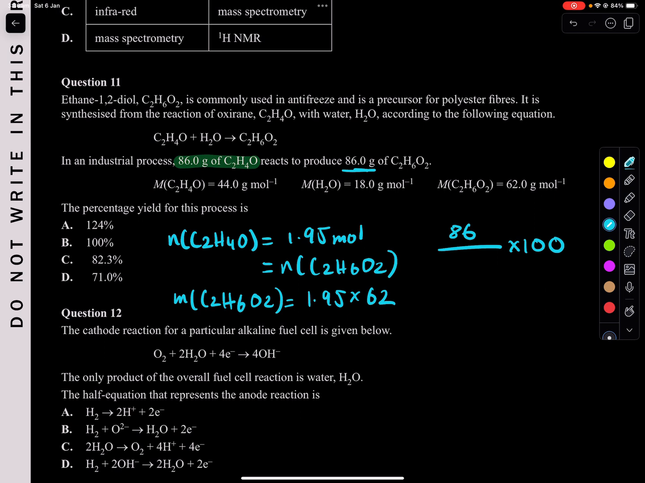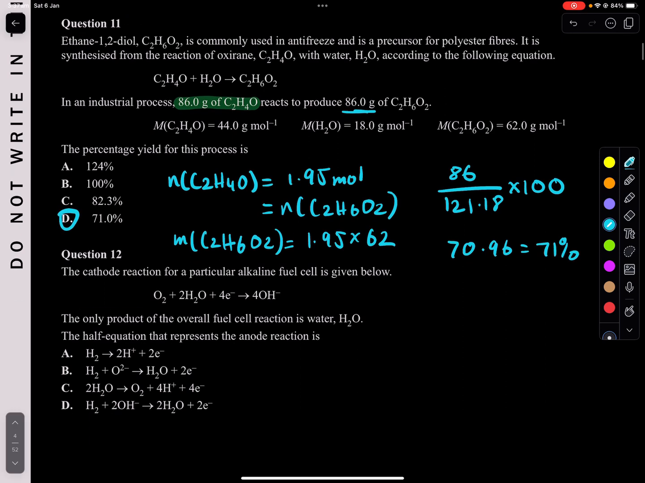Times it by 62. And we are given, it's actually 121.18. So let's put that in our calculator. What's 86 divided by that? Times it by 100, and we get 70.96, which is around 71%. Choose D. Nice and easy.